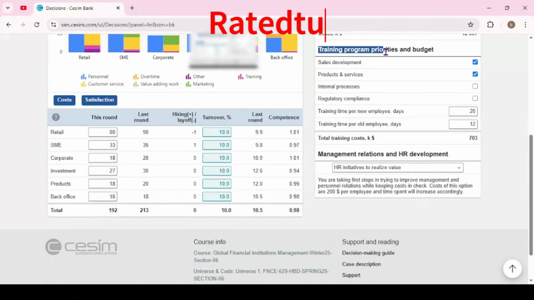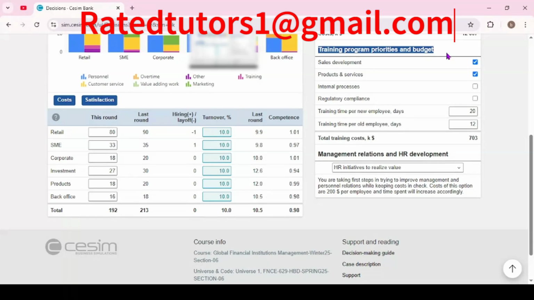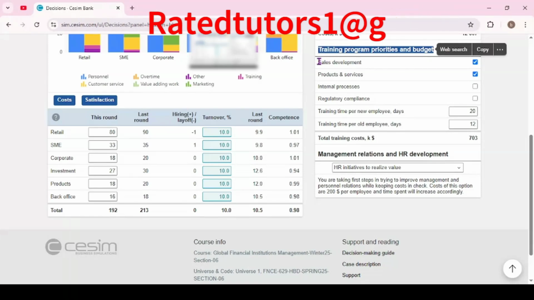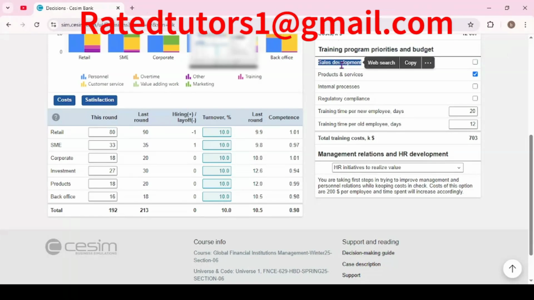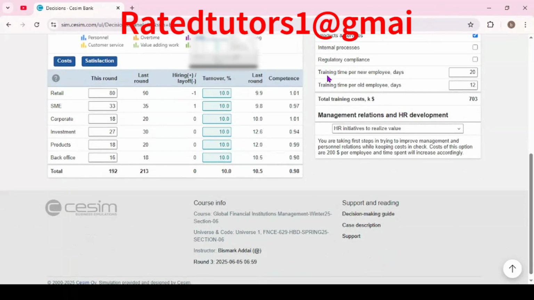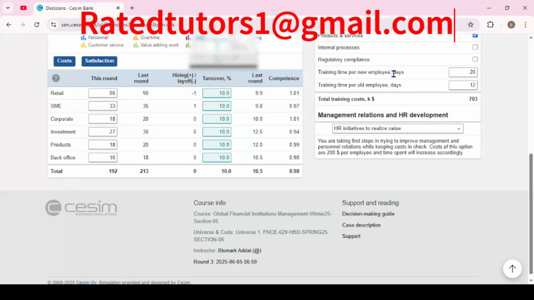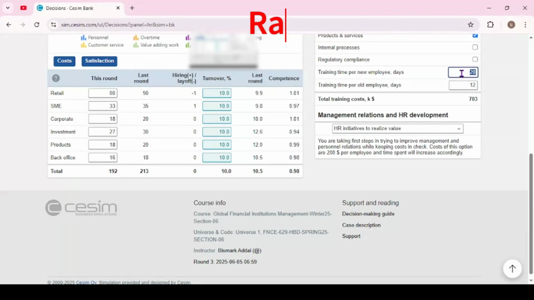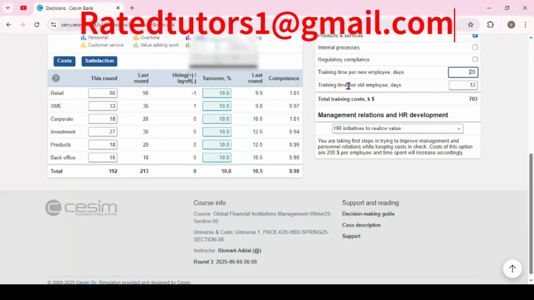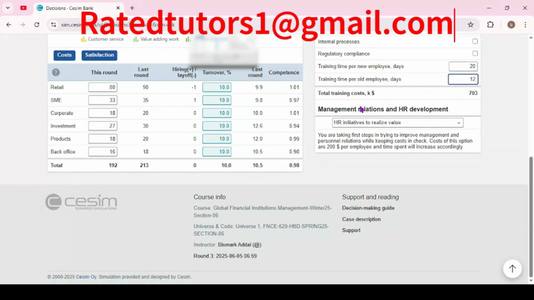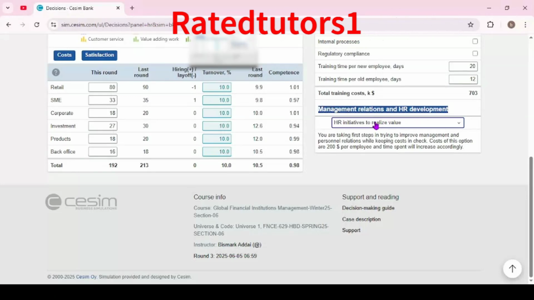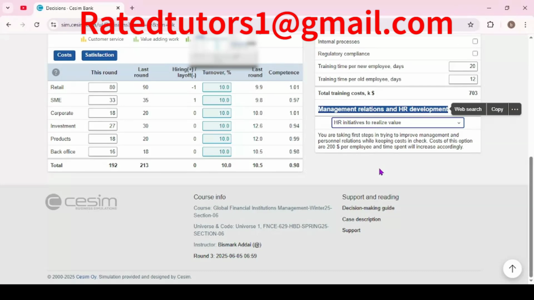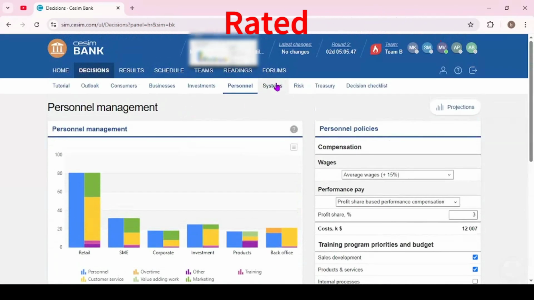Here you need to choose the training program priorities and budget. For us, I'm prioritizing sales development and the products and services. And also you need to choose the training time per new employee in days. So my new employees will be trained in 20 days, and the old employees will just be trained in 12 days, so that they can have a know-how of how the company works. Management relations and HR development: for me, I'm using the HR to realize value. That's it. So next is the systems.